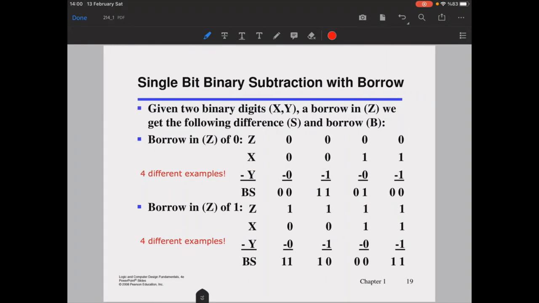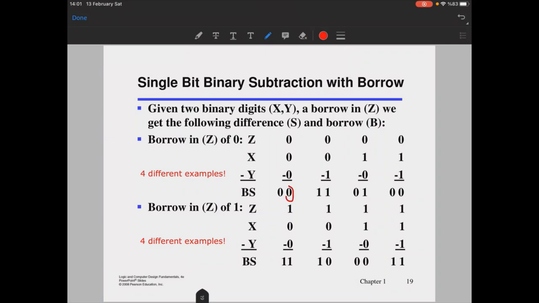And let's take a look at single bit binary subtraction with borrow. It is exactly the same as what we do in the decimal system. It's even easier than that, because you only have 0 or 1 here, nothing else. But you just need to be familiar with it. Let's do them one by one, so you get used to it. I'm trying to subtract 0 from 0, it's 0. It's pretty straightforward, 0.